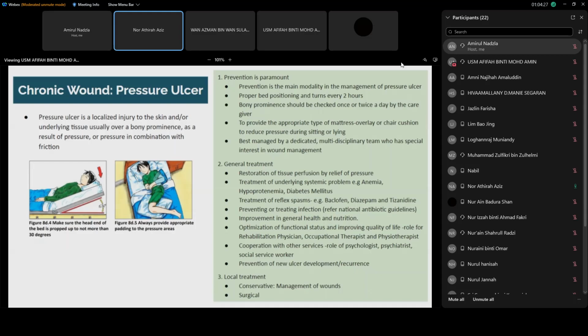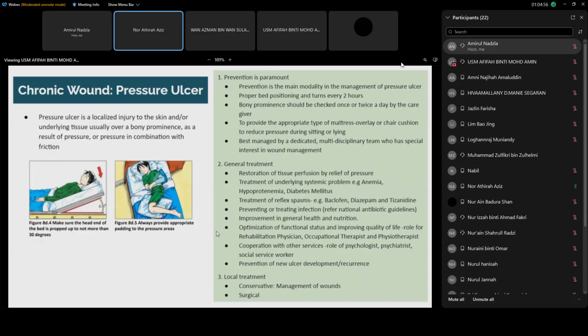So we have to know the proper bed positioning. The proper bed positioning is the head end of the bed is propped up to not more than 30 degrees. And we have to turn patient every 2 hours. And we have to check for the bony prominence once or twice a day, and provide the appropriate type of mattress overlay or chair cushion to reduce pressure during sitting or lying.